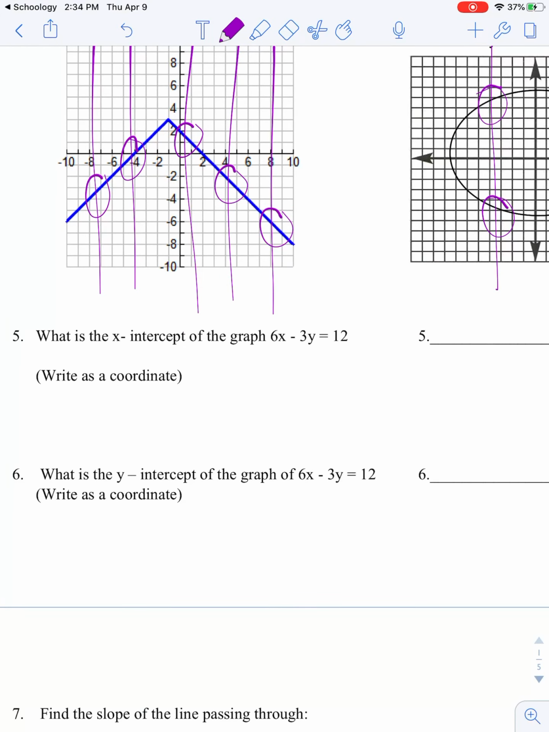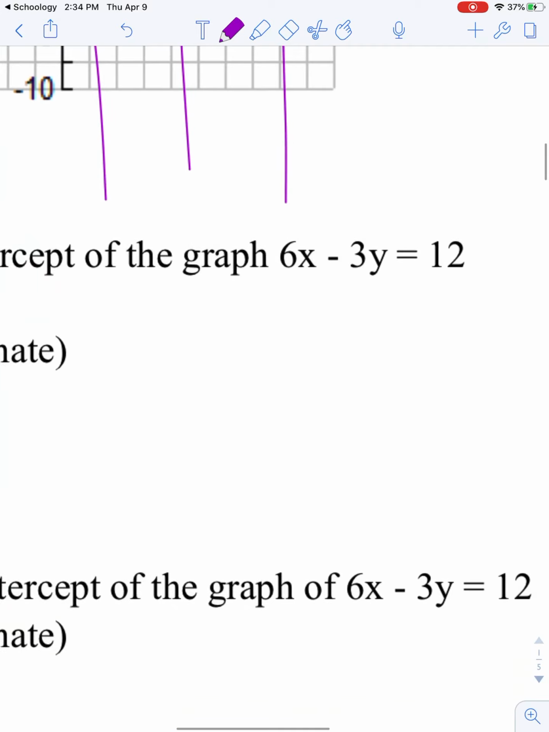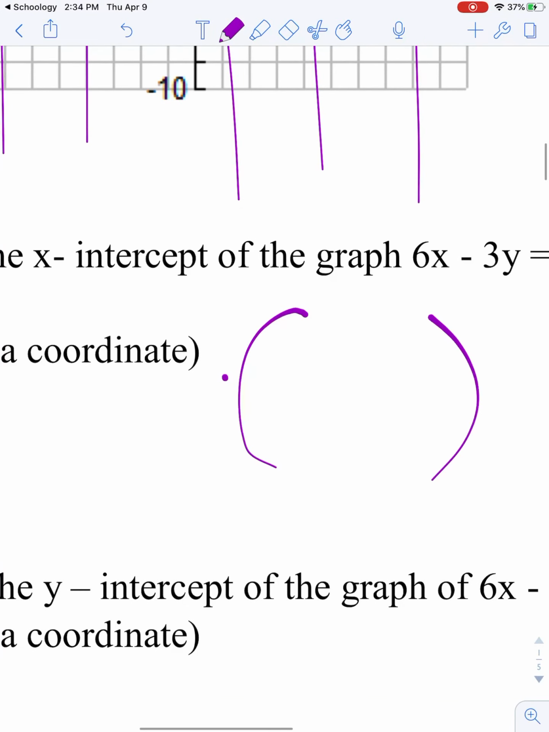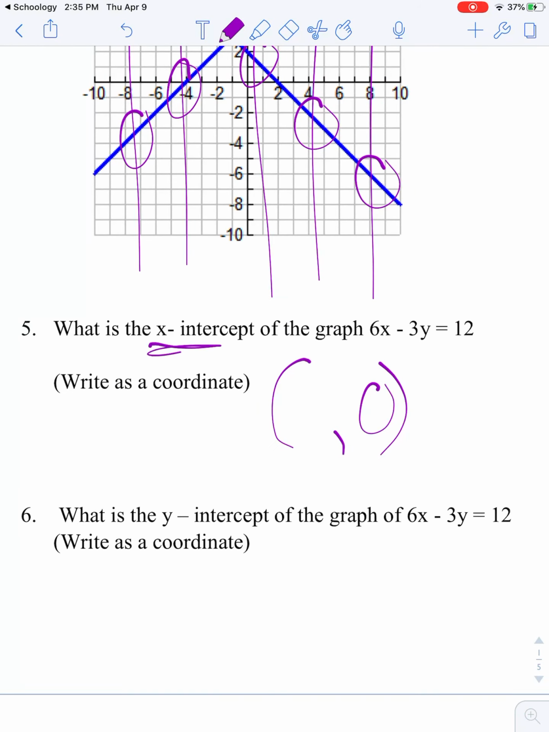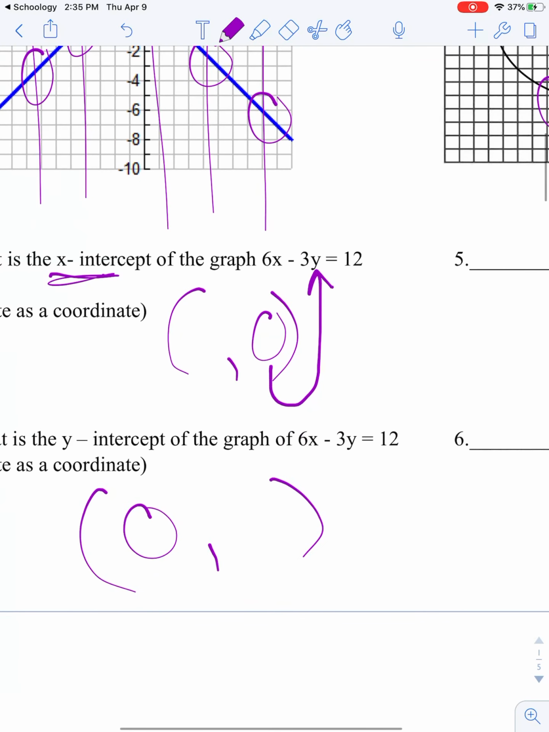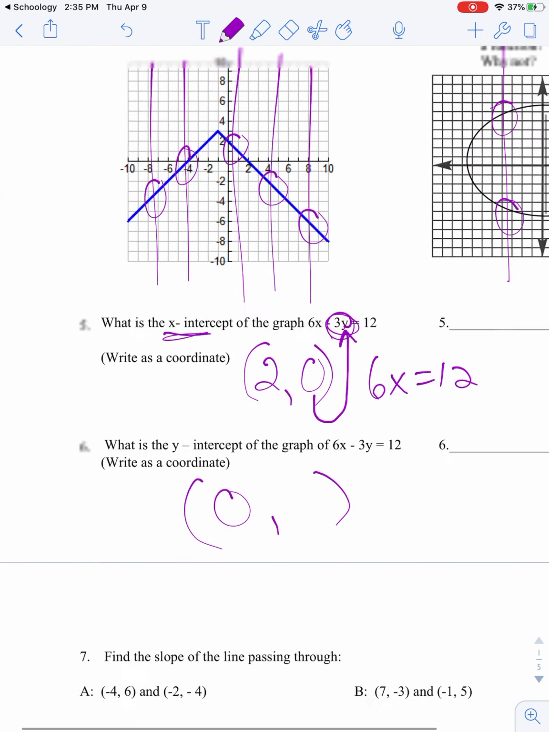Okay. Number 5. Finding the x-intercept. Remember, the x-intercept is when y is 0. So I always just write the ordered pair immediately. That tells me, okay, x-intercept is when y is 0. It's opposite. Y-intercept down here is when x is 0. It's always the opposite. So this tells me take 0, plug it in for y, and solve for x. So 6x, this is going to be 0 because anything times 0 is 0. And then I solve for x.